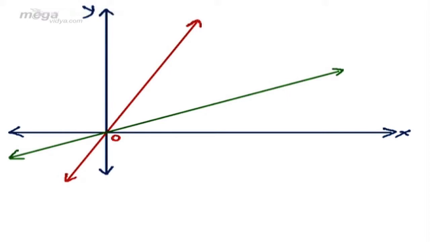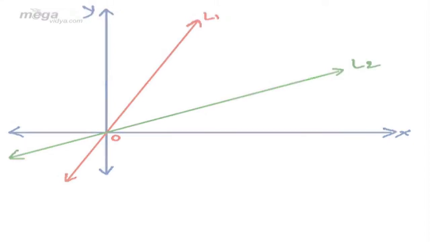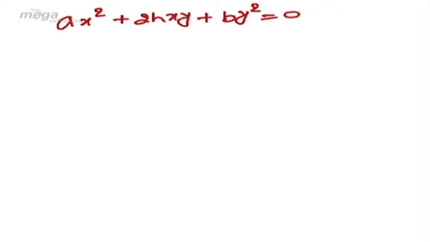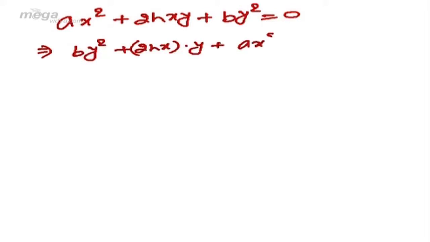Now, suppose this is line 1 and this is line 2. So if you take ax square plus 2hxy plus by square equal to 0, this is the equation. Now if you can factorize this equation into two linear factors, then it represents two straight lines. So I'm solving here for y. See, here you can write by square plus 2hx into y plus ax square.